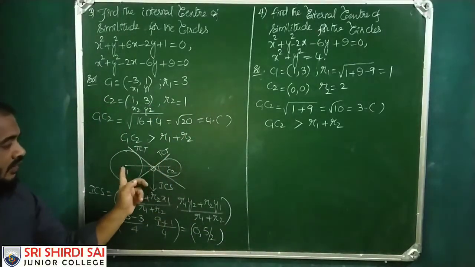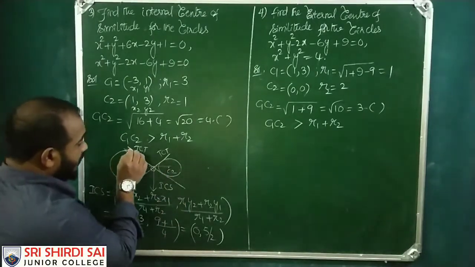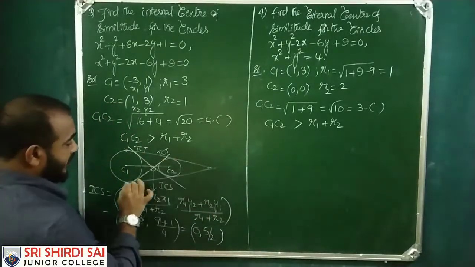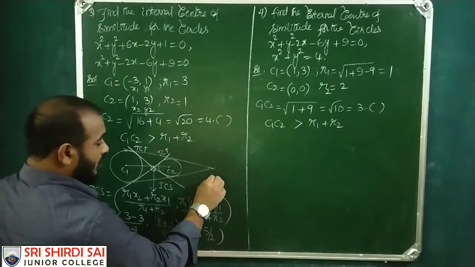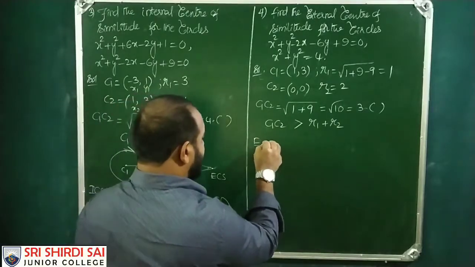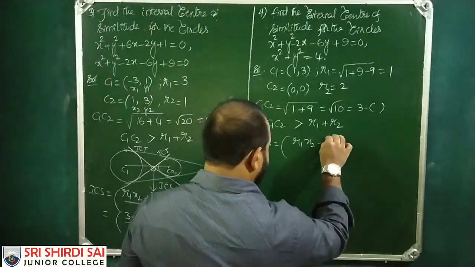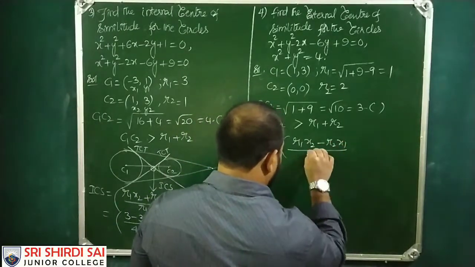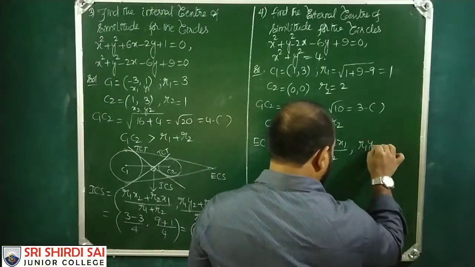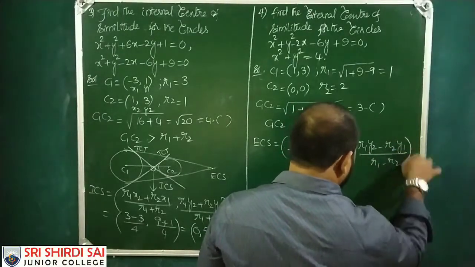the position of the two circles will be like this only, the relative positions, and this time what we are looking for is this. So these are the two direct common tangents, and this point of contact is called the external center of similitude. Therefore the external center of similitude is (r1 x2 minus r2 x1) by (r1 minus r2), comma (r1 y2 minus r2 y1) by (r1 minus r2).